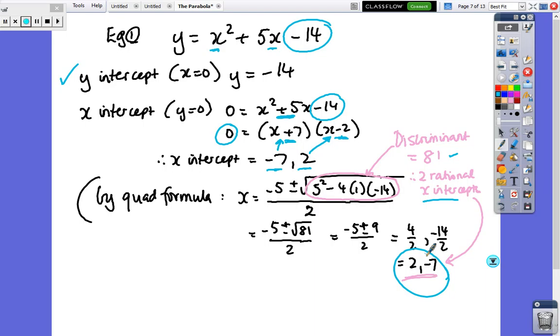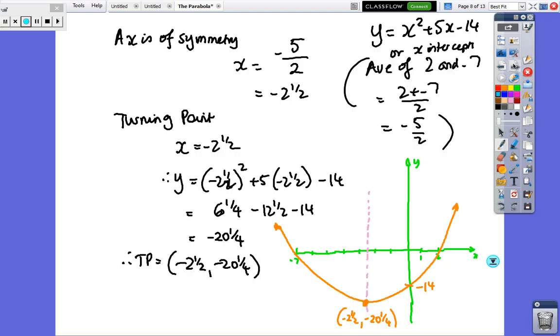Okay, so we're still in the same question. We've got to do a few more things. So the axis of symmetry is minus b over 2a. So there's the b value. Okay, so 10 plus 5 into minus 5.